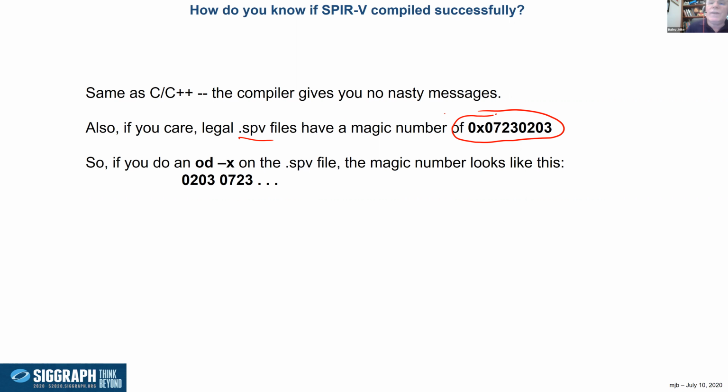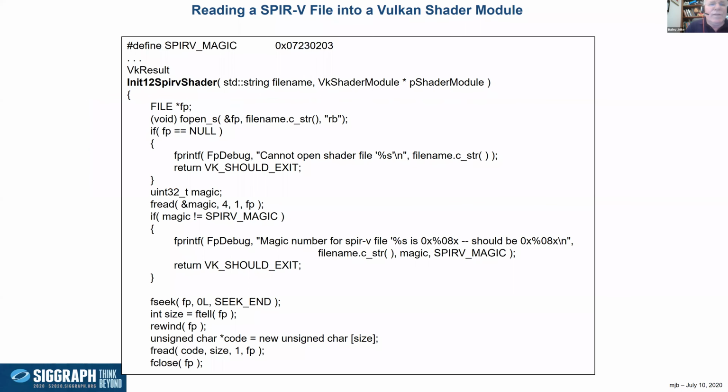You can either put that in your code to test it, or if you're on Linux and you do an octal dump, this is what you'll get. However you want to do it. In the code that you've got for this class, here's what's going on. There is no built-in Vulkan function for reading in and compiling a shader. Like in OpenGL, you've got to do it all yourself.